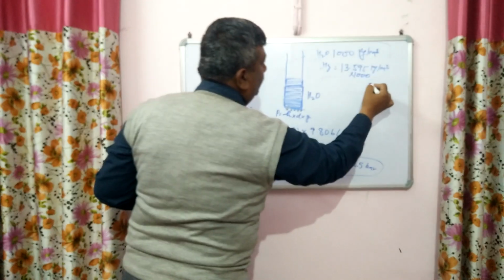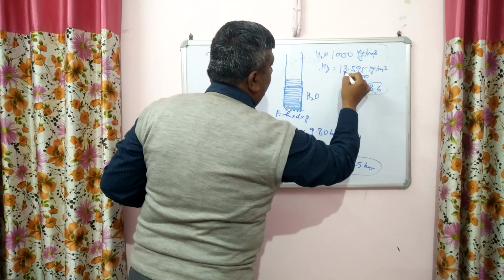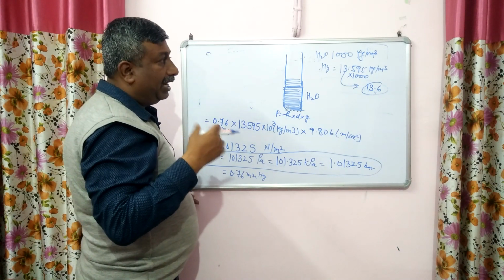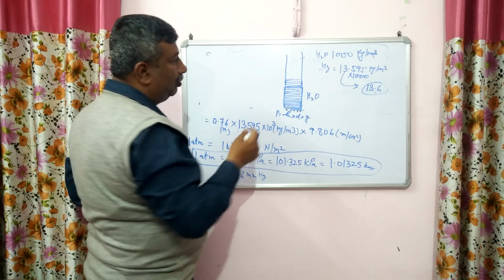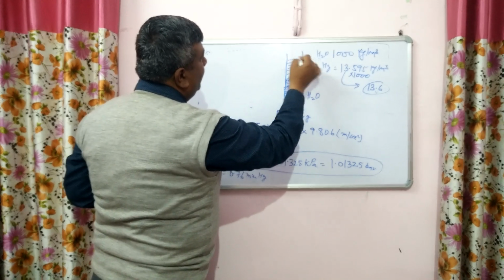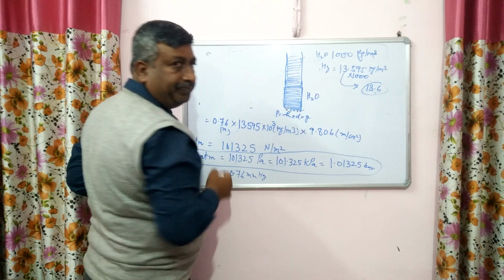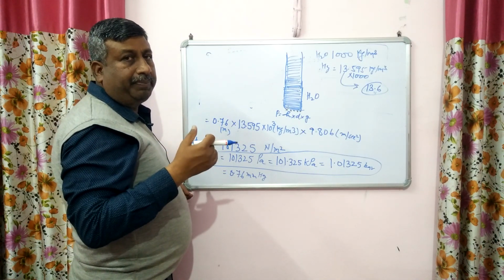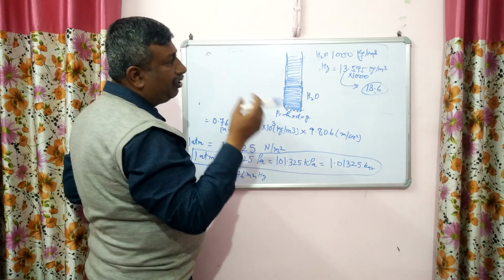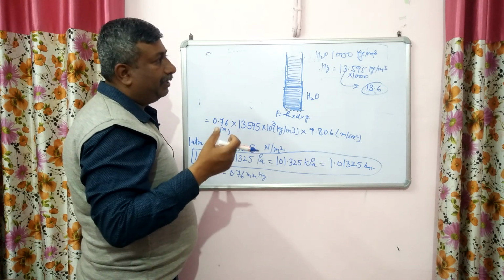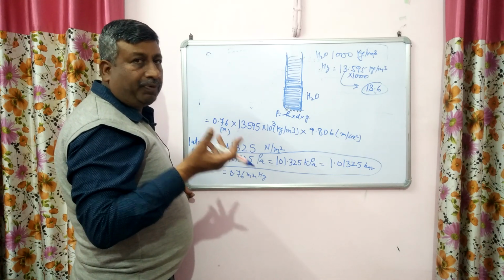It is approximately 13.6, so it means mercury is 13.6 times heavier than water. So if we fill it with water, its length will increase to exert the same pressure. This is the reason that the water column length is more compared to mercury, because the weight of one cubic meter of mercury is 13.6 into 1000, while in case of water it is only 1000 kilogram.